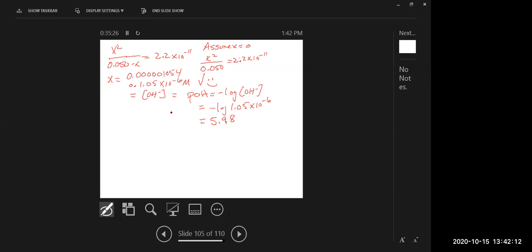So to get our pH, we do need to subtract it. Our pH here would be 14 minus 5.98, and that's going to get us an 8.02 pH, which does make sense because, again, we would expect it to be basic at this point in the titration, and obviously a pH of 8.02 is definitely basic. Question on that part of the calculation?